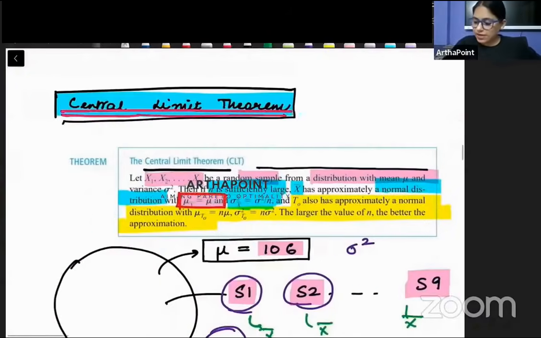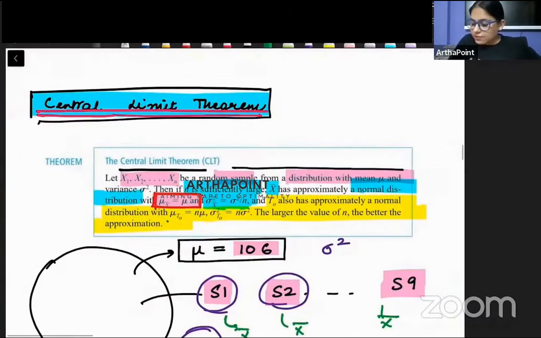ये देखो यहाँ पे, come back here. So we are saying that if I find the mean of the totals, that means if I sum these totals around, then it will be equal to n into mu. So the mean of the totals will be equal to n into mu, and the variance of the totals will be equal to n sigma square.